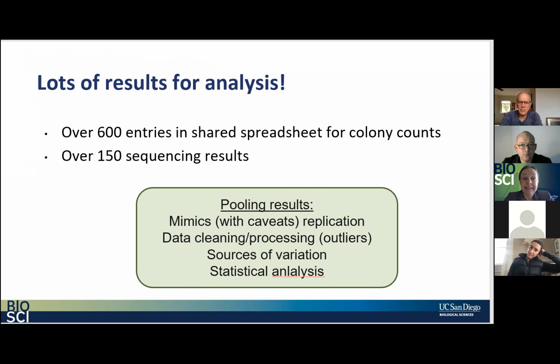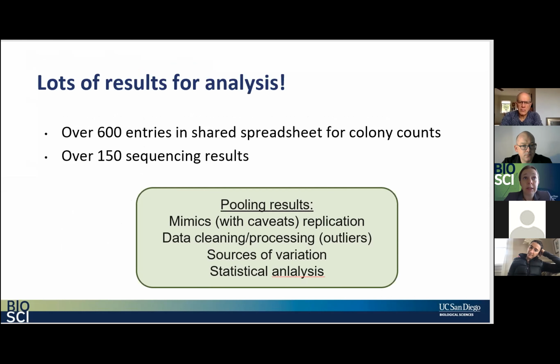And so just as an example, in this course that I'm teaching where students introduce mutations, one of the outcomes is to analyze the colony phenotypes, and in our shared data set from this past quarter, we have over 600 entries in that one spreadsheet of colony phenotype counts. And we have over 150 sequencing results. And so we can start to see many more interesting patterns in the sequencing, like the type of mutations that are introduced by the random mutations that are introduced after Cas9 cutting, for example, in our particular case.